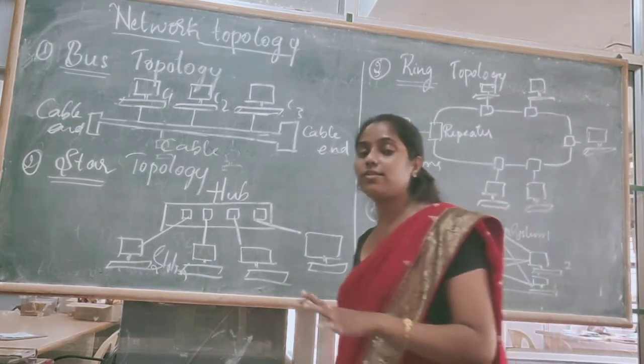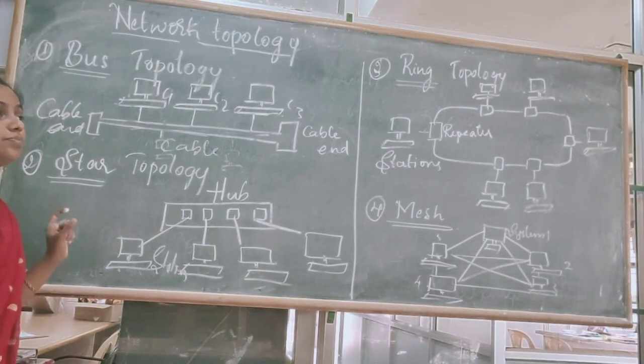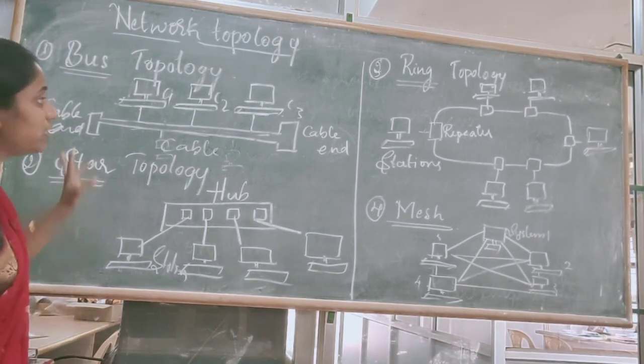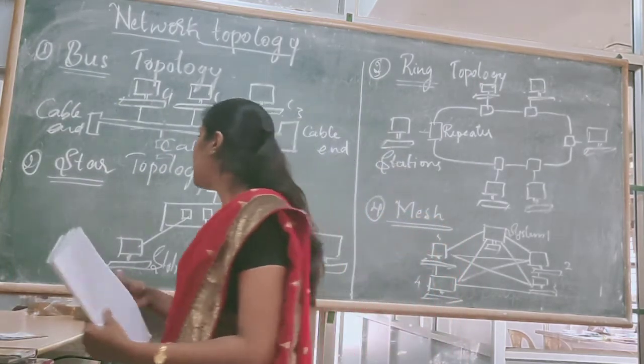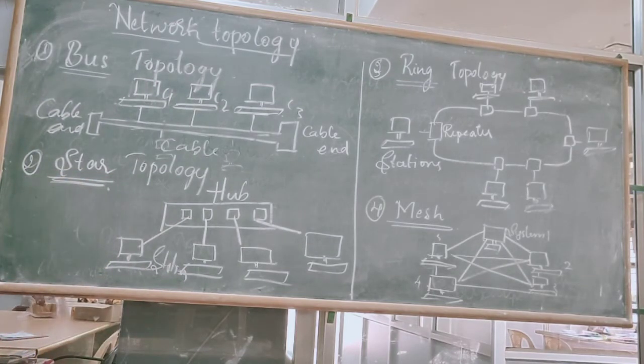So what are the disadvantages? The first one is it is suitable for only a limited number of systems. Second, if the backbone cable fails, the entire network fails. Now let's move on to the next topology, that is star topology.